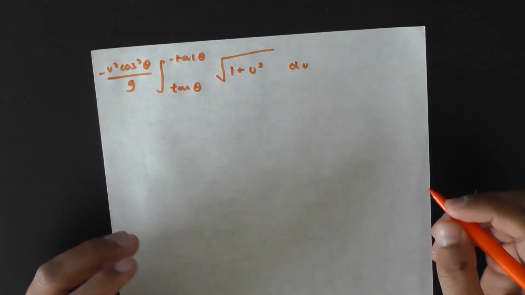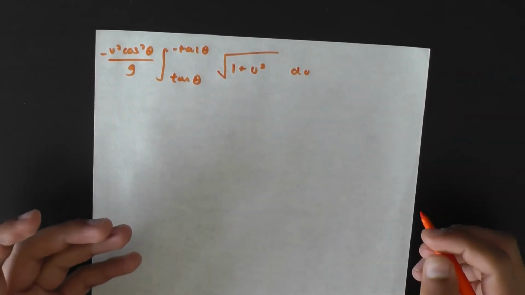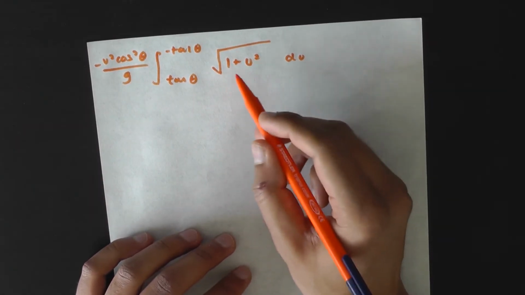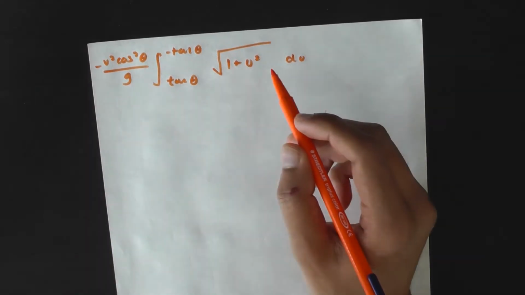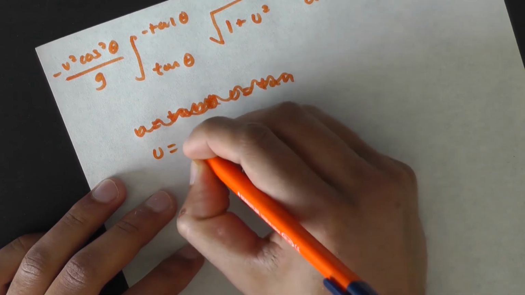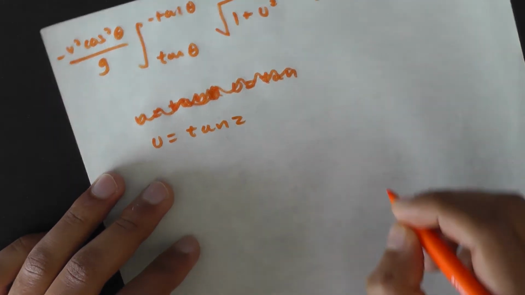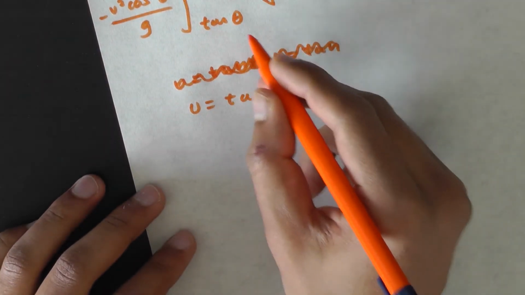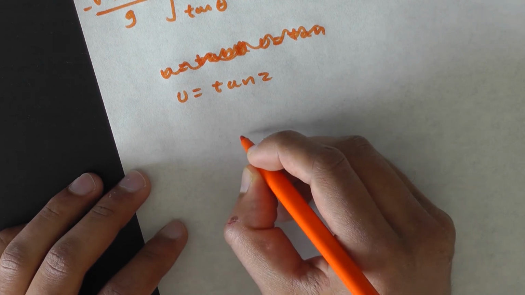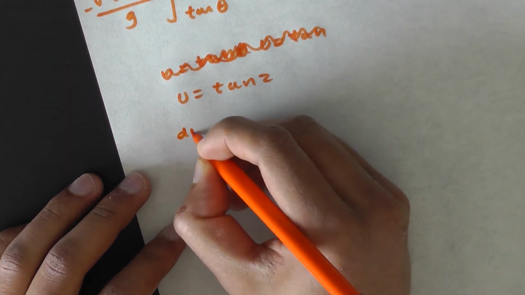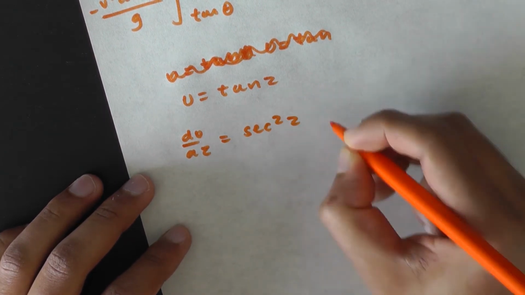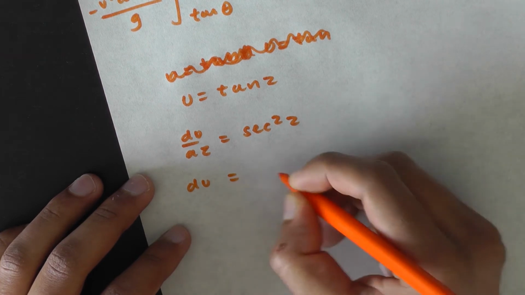Okay, so it looks much simpler than before, right? But the thing is, when I have 1 plus u squared, I can't integrate that directly. So again, we're going to have to use a substitution. u equals tan z. Alright? So now figure out the bounds first. Actually, you know what? Let's start with differentiating it. So du by dz equals sec squared z. So du equals sec squared z dz.